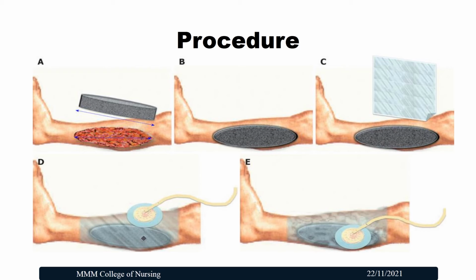Over that we have to apply the suction tubing, and we have to ensure that the airtight technique has been followed throughout the system. The tubing will be connected to a container which is connected to the suction apparatus. Once the airtight seal has been confirmed, then we can start applying the pressure. It can be intermittent or continuous according to the doctor's order.